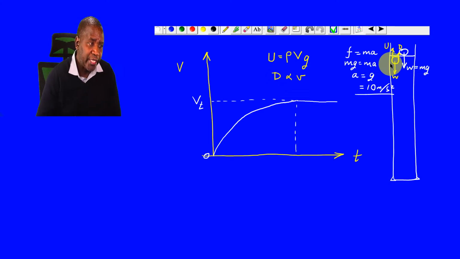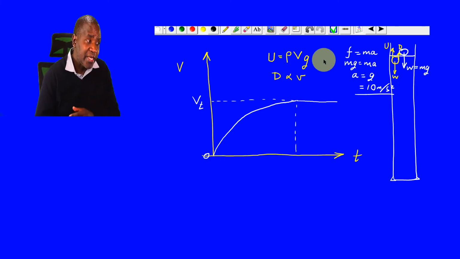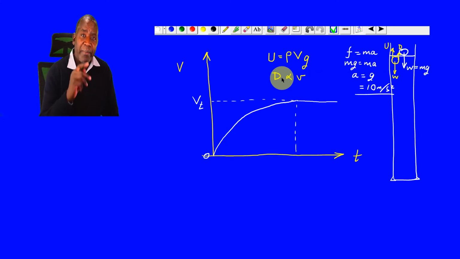So initially, the speed of the object is almost zero. So the viscous drag is very small. But as the sphere falls through the liquid, its speed increases. When its speed increases, the viscous drag is going to increase. So remember that as it falls through that liquid, the viscous drag is going to increase because the speed of the object is increasing.